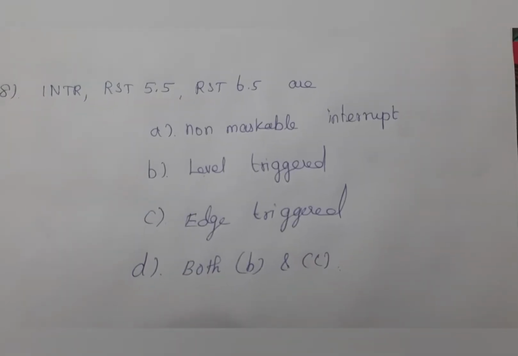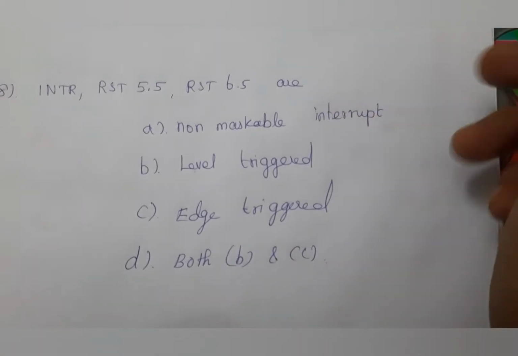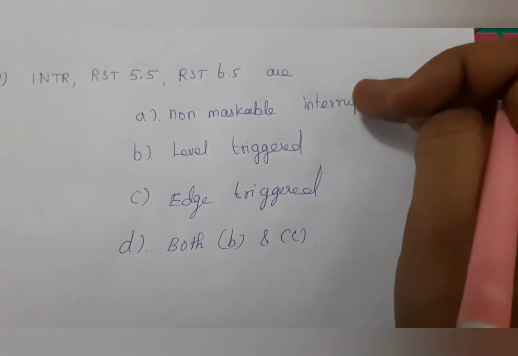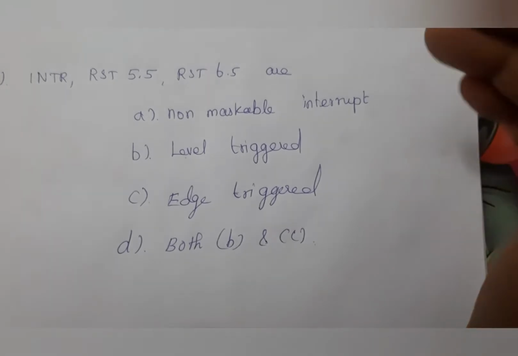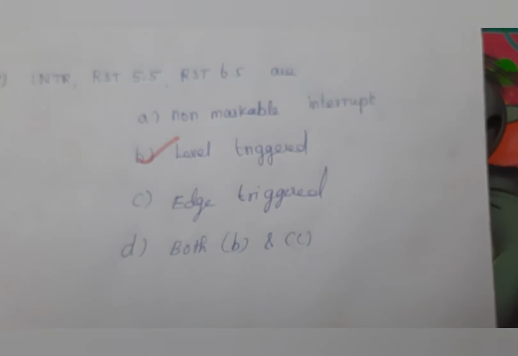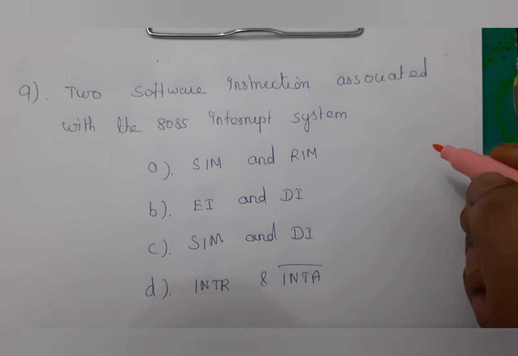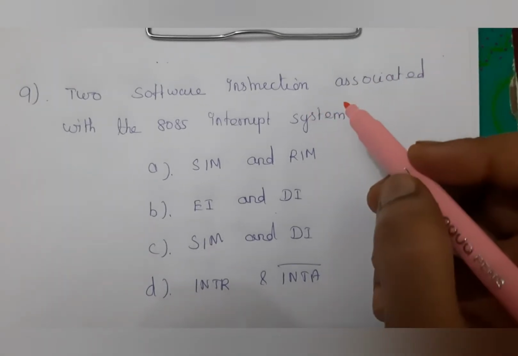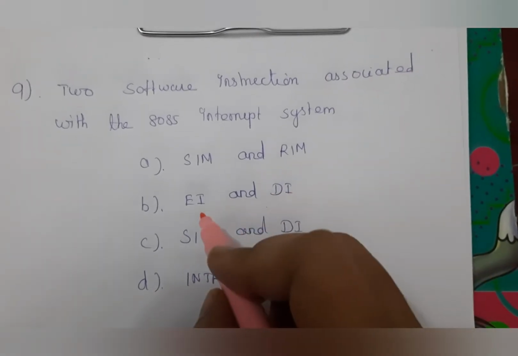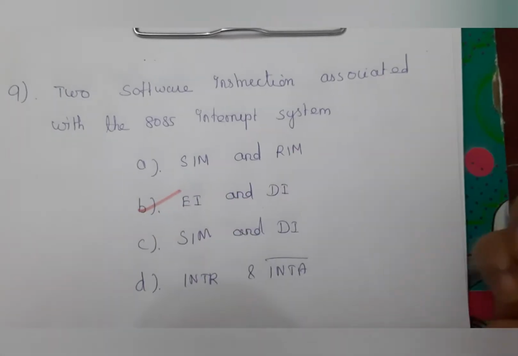Next question, INTR, RST 5.5, RST 6.5 are level trigger interrupts, and trap is level and edge trigger interrupt. So these three are level trigger interrupts. So here the answer is B. Next question, the two software instructions associated with the 8085 interrupt system are EI and DI, enable interrupt and disable interrupt. So here the answer is B.